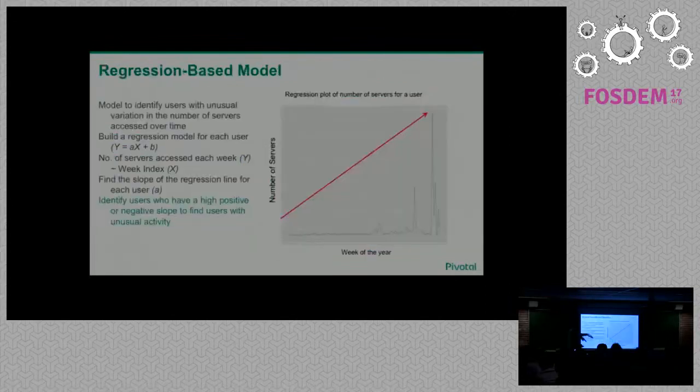So here's an example of a regression model. I know you can't see this at the back, but this is week, and this is the number of servers that are touched, right? So there's a big spike that happens here. If you run a simple linear regression and look at changes in slope over time, that's one indicator of a change of behavior.